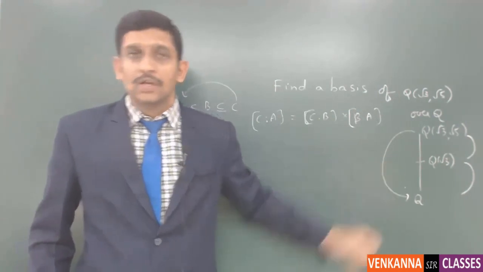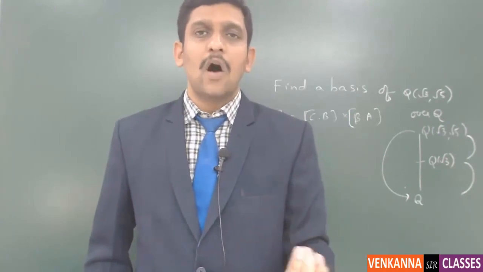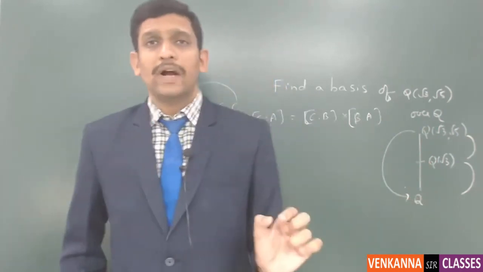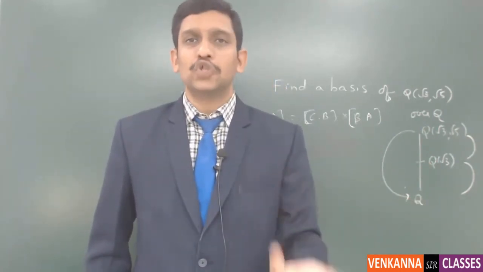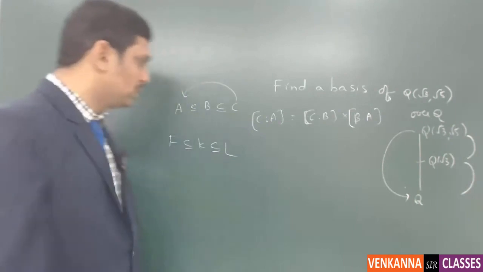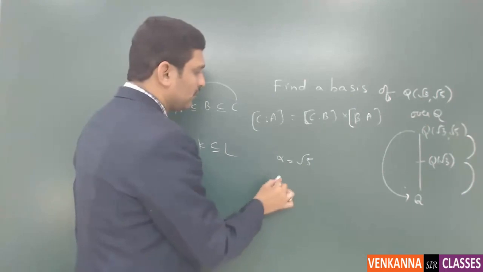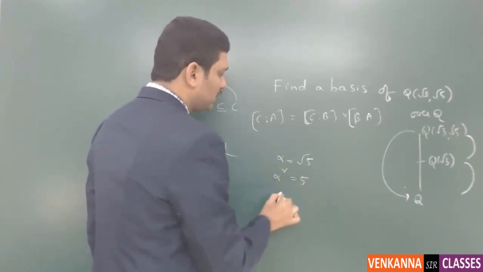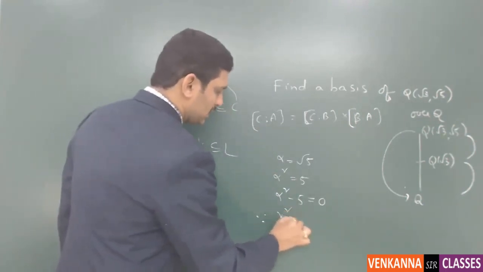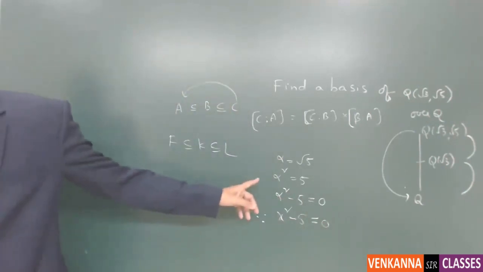Right. So we have to say that root 5 is algebraic over this set. In other words, root 5 satisfies an irreducible polynomial over this set. That was the context. If you take alpha equal to root 5, then squaring on both sides, alpha square is equal to 5. So alpha square minus 5 equals 0. Therefore, x square minus 5 equals 0 is the polynomial satisfied by alpha. Accepted?